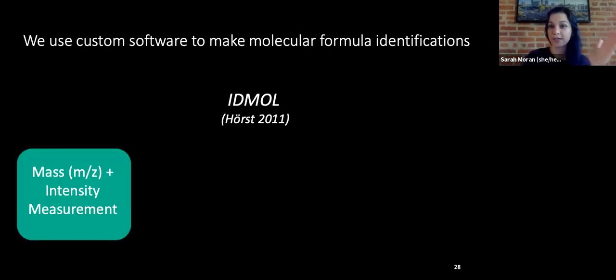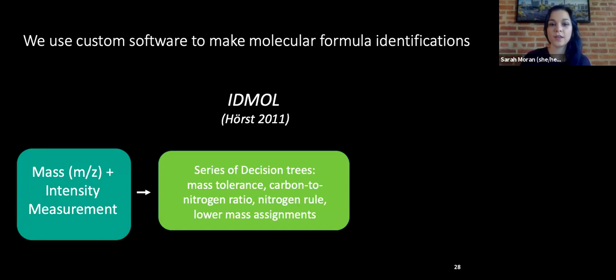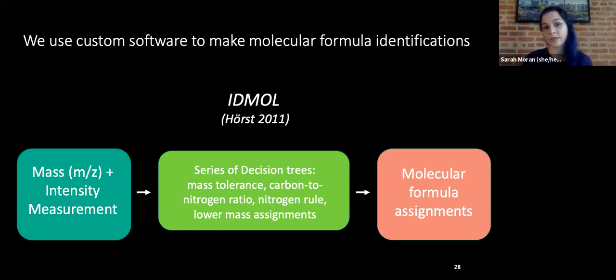And essentially, it just takes the mass spec that I showed you, and takes the mass to charge against the intensity, and then it runs it through essentially a series of decision trees. And so I know relatively how well the instrument was working, and so I can give it a mass tolerance. I know from my bulk composition measurements, from the combustion analysis, what the carbon to nitrogen ratio should be. There are various chemical rules, like the nitrogen rule, that you can use to narrow down your options. And then it also takes the lower mass assignments, where there are fewer possibilities for what a molecule could be, to inform what chemically makes sense for the larger masses. And from there, you make an assignment.